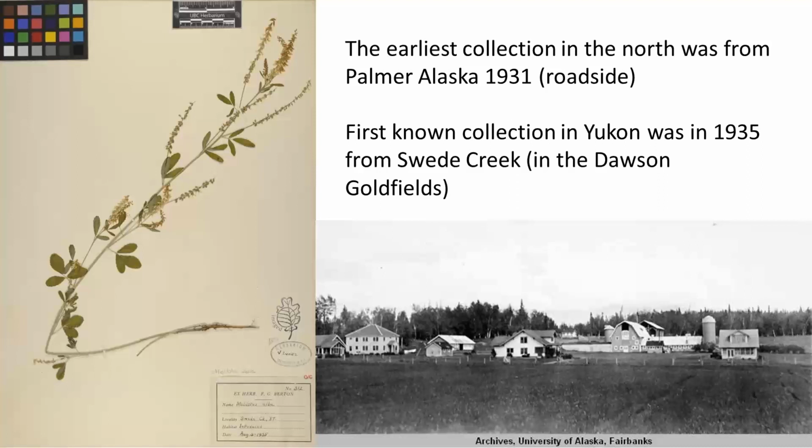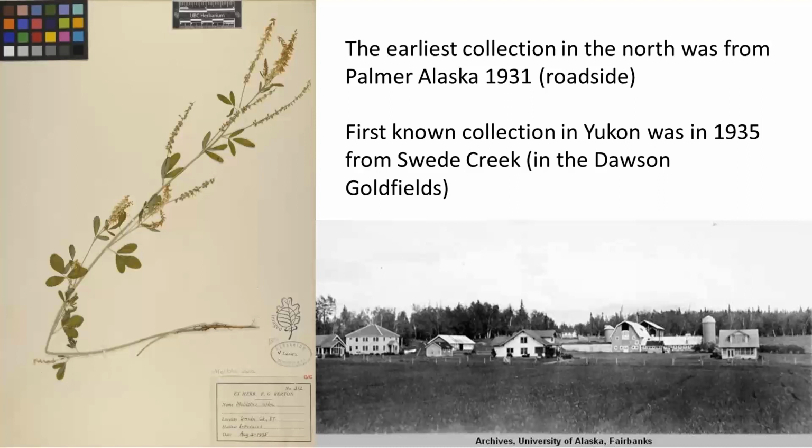And so the earliest collection that was escaped from cultivation was in Alaska that I was able to find. And this was in 1931, and it was at the Palmer Station. So as you saw in the previous slide, they were actually experimenting with sweet clover in 1931. So this one, I guess, got over the fence and onto the road.